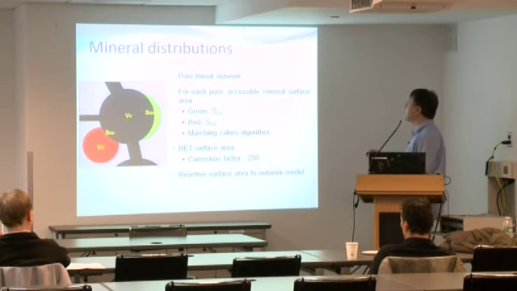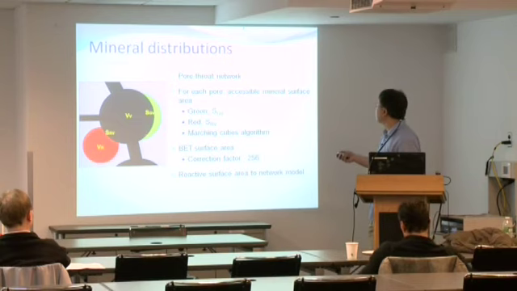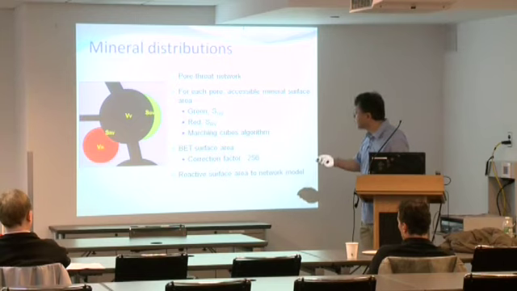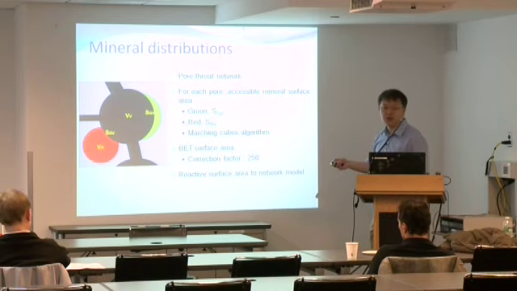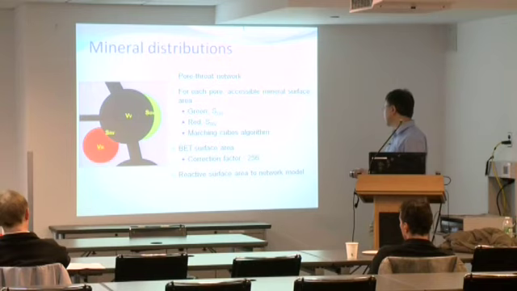And then after the pore network construction, for each pore body, we compute the accessible mineral surface area of the green phase and red phase. And we use the marching cubes algorithm. And then the X-ray CT image has the microscale. So microscale is not enough for the mineral surface area. So we use this BET surface area to correct the microscale surface area. And then the corrected surface area is added to the network model as reactive surface area.